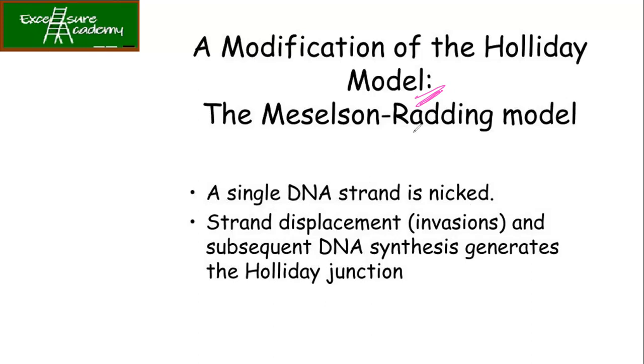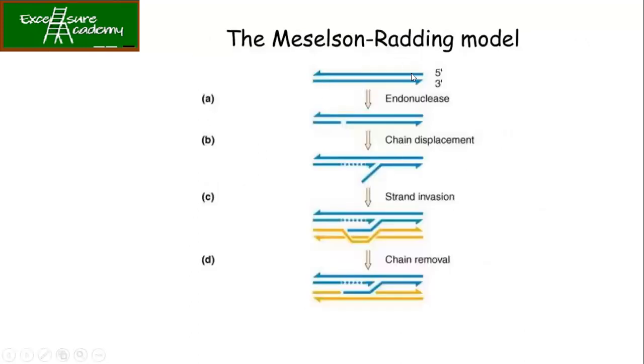Now in this case, it is an alternate to the Holliday model. Here, instead of having two nicks in the DNA strands, only a single DNA strand is getting nicked. That strand is getting displaced and creating a Holliday junction. If that is clear, the rest becomes simple. Homologous pairing has happened. Here you can see that only one strand is nicked because of the endonuclease, and this strand is going into the other one. This step is called strand invasion.